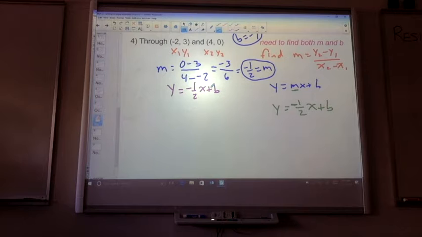Okay, so I'm going to do this two different ways. I'm going to use -2 and 3, and I'm going to use 4 and 0. I'm going to plug them both into the exact same equation, so I know that's an x value and that's a y value. So let's see what happens here.